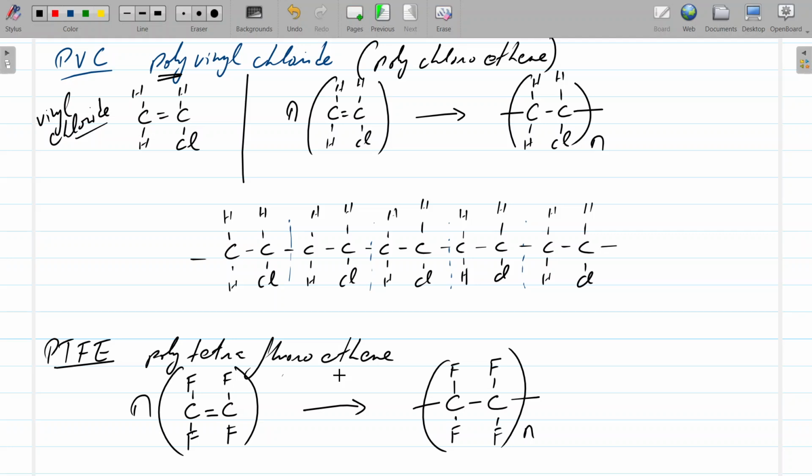And with that we move on to chapter 13, which is labeled as organic chemistry part 2. It's also the third last chapter of our syllabus.